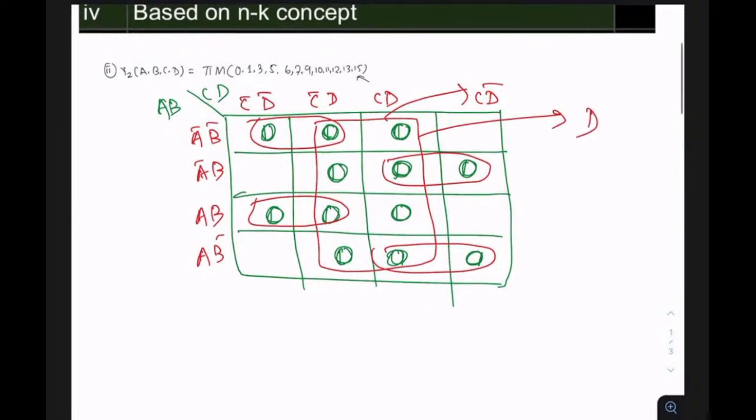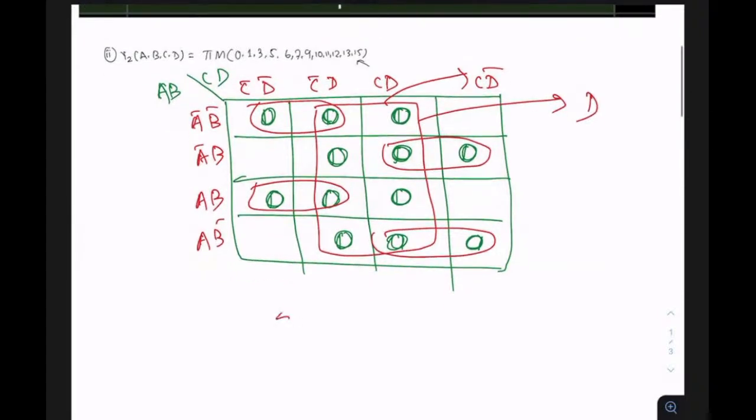So that's the one concept I was saying. It's a 4 variable map, you can see. And in this case, I have done the grouping by considering 2 raised to power 3 cells. I mean, an octet is a collection of 8, which is 2 raised to power 3. So the corresponding term I'm getting from this group is 4 minus 3, which is 1.